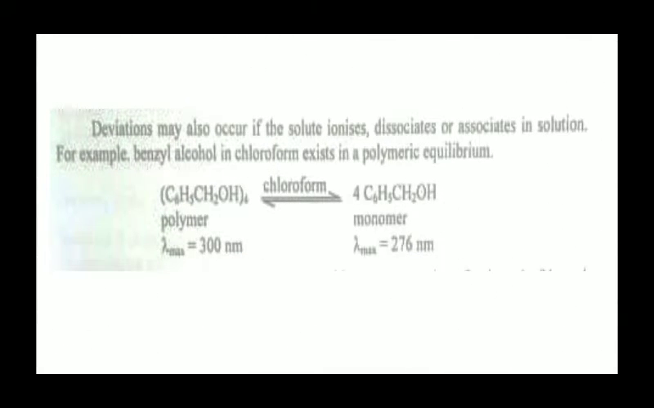Deviation may also occur if the solute ionizes, dissociates or associates in the solution. For example, benzyl alcohol in chloroform exists in polymeric equilibrium, as shown in this equilibrium equation. As the benzyl alcohol is diluted to test the validity of Beer's law, the presence of a large concentration of polymer means the observed absorption value includes the error due to the change in state of the solute.